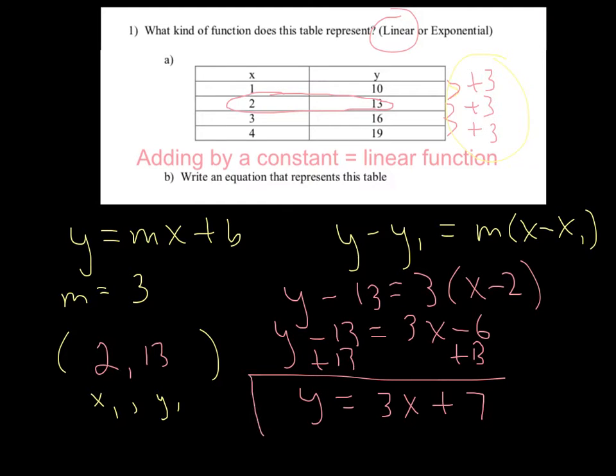Now this is our final equation, but let's just check it. If we took an x value of 4 and placed it in there, 3 times 4 would give us 12, and 12 plus 7 would give us 19, which is the y value. So I feel pretty confident that we have the correct equation.